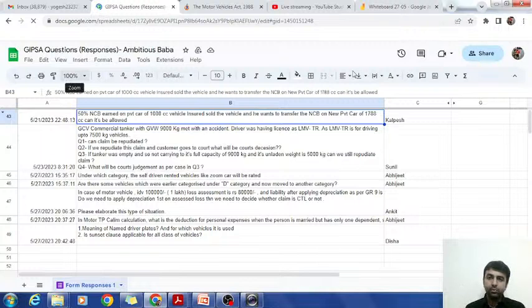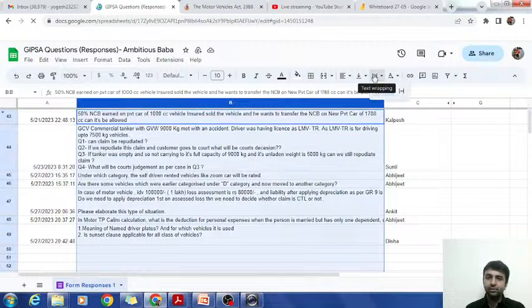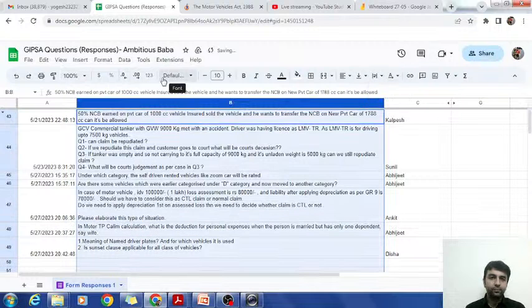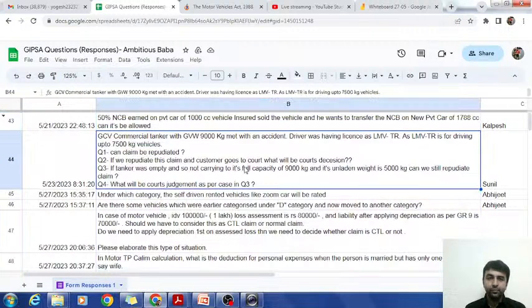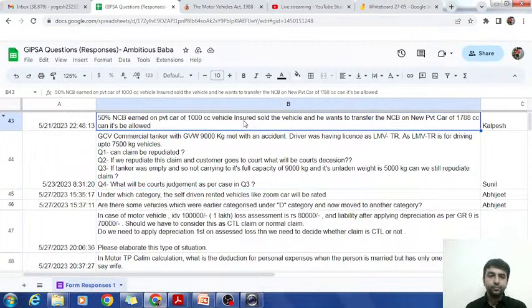So coming to question number 1, one second, let me wrap the text and maximize it to 125%. Okay, so question number 1: 50% NCB earned on a private car of 1000 cc. The insured sold the vehicle and he wants to transfer the NCB to a new private car of 1788 cc. Can it be allowed? See, the tariff says you can allow the NCB on the same category of vehicle. Okay, so it can be allowed. Private car to private car, it is allowed.